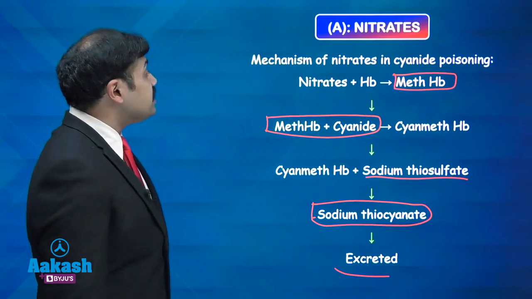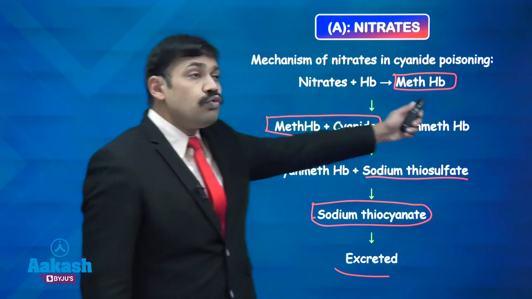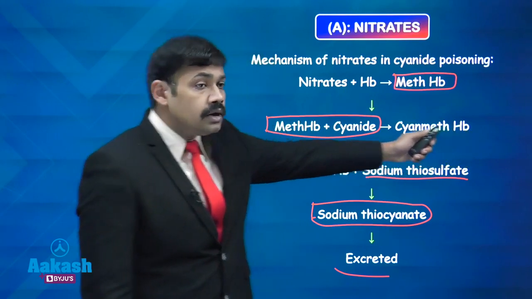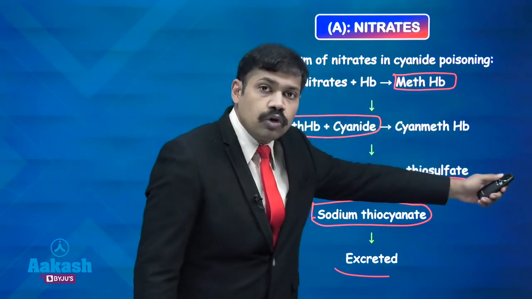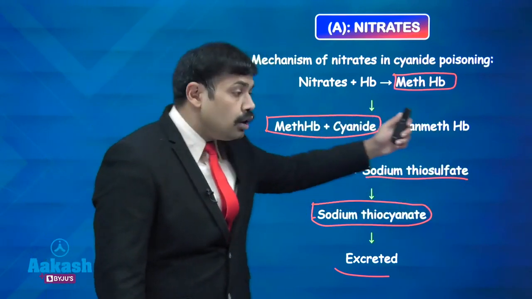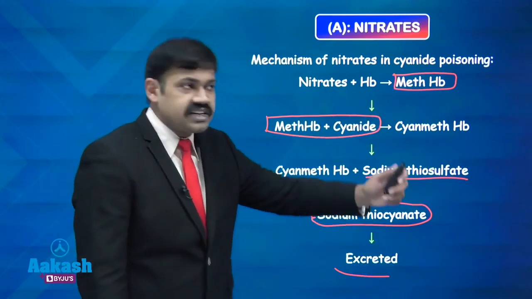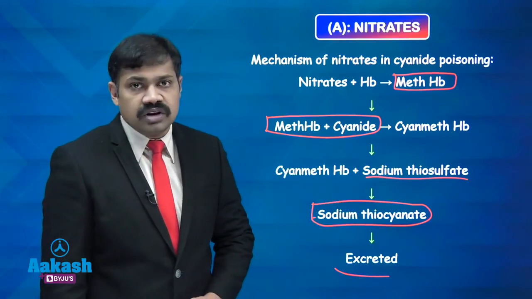So, how do nitrates work in cyanide poisoning? Nitrates combine with hemoglobin, form methemoglobin. Methemoglobin is a cyanide chelator, forms cyan-methemoglobin. Cyan-methemoglobin combines with sodium thiosulfate to form sodium thiocyanate, which can be excreted. So, nitrates are effective in cyanide poisoning.